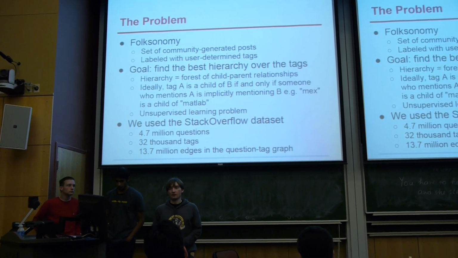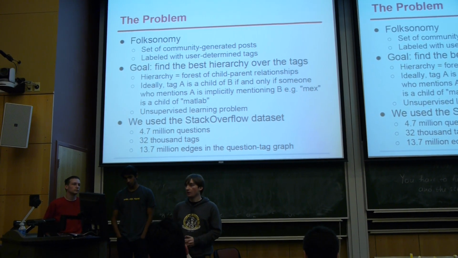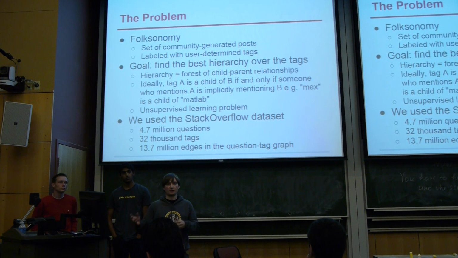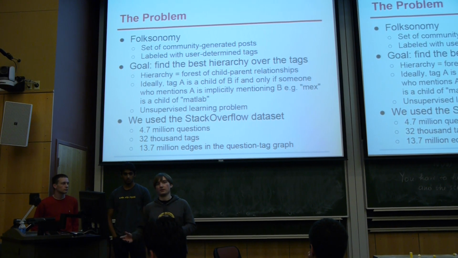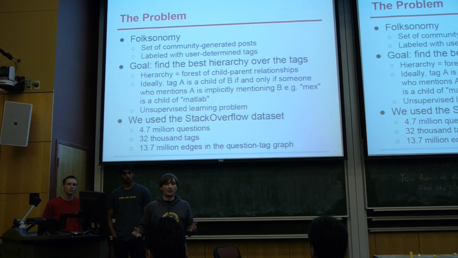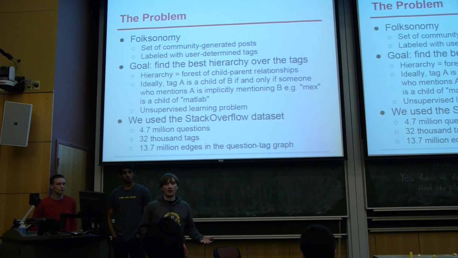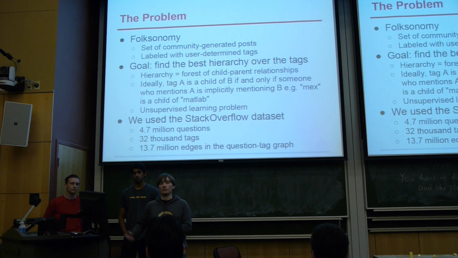So just some introduction as to the problem we're trying to solve. We have a data set, which is a folksonomy, which is a set of user-generated content and a set of tags which are associated with that content. And the overall goal that we have is to build a hierarchy on the tags for better suggestion, better search performance, so that if you have two tags, A and B, we consider A to be a child of B if when you're talking about A, you are also implicitly talking about B. So for example, MEX and MATLAB, or STL and C++.